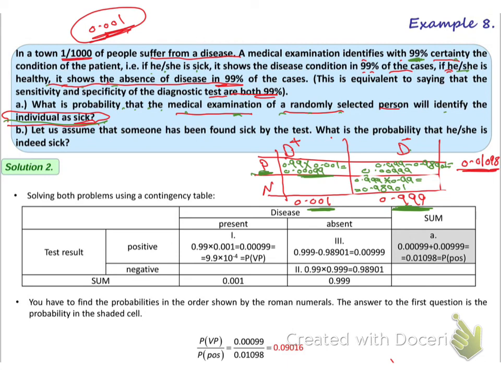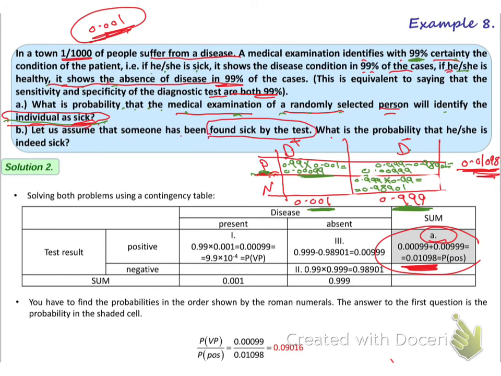Okay, so this is the probability that it will be positive. It will show positive. Positive means sick. When he does the test in the lab, it will show that he's sick. This is the probability that the medical examination of a randomly selected person will identify individual sick. This is the probability, okay? And this is the answer to A, which is 0.01098, okay?